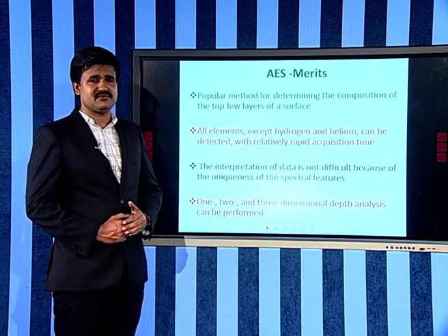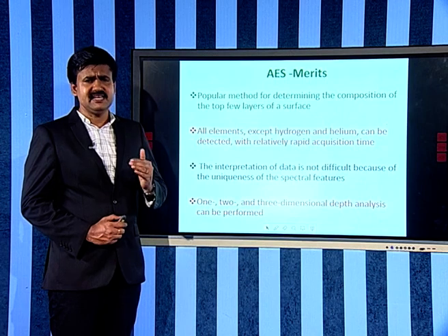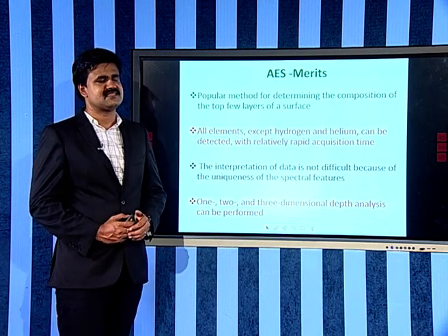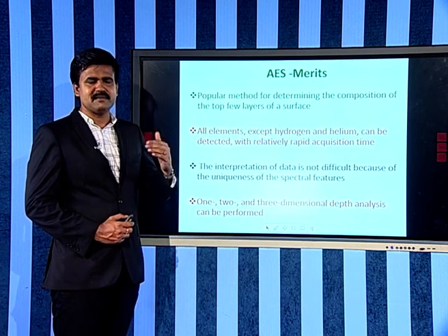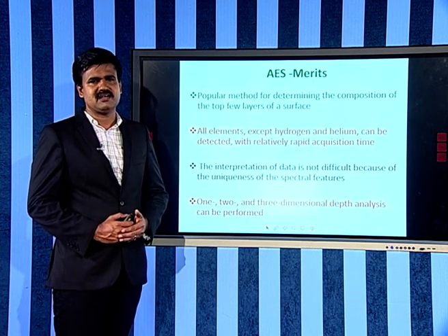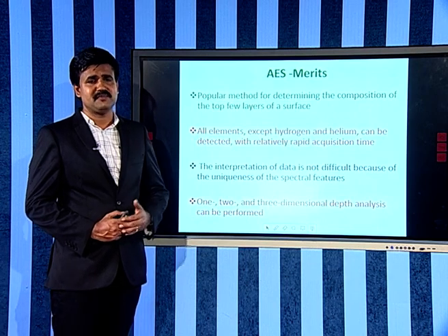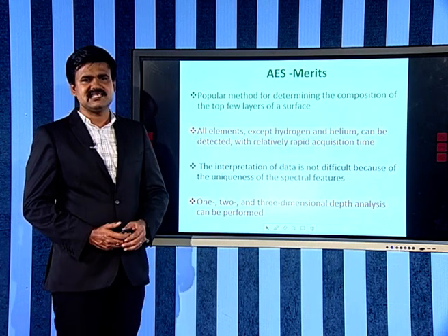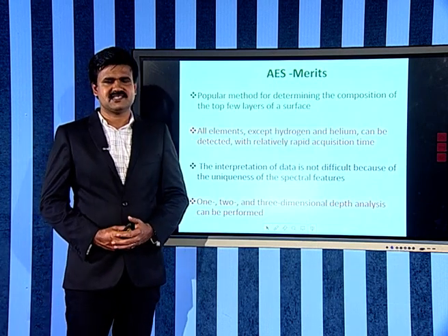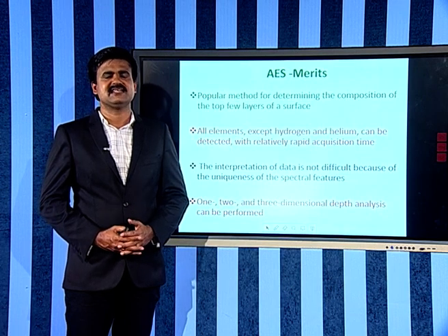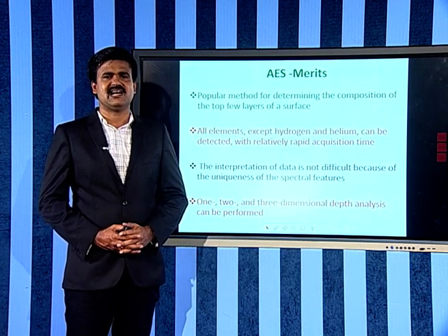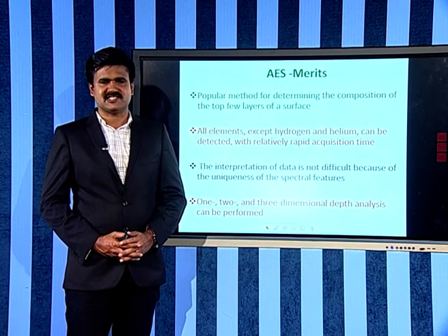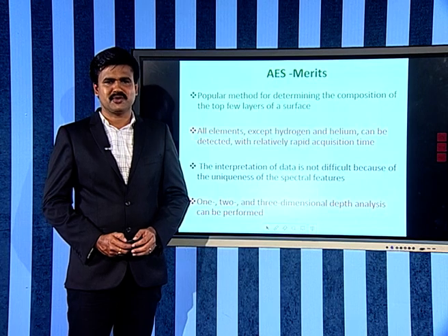The interpretation of data in AES is not difficult because of the uniqueness of the spectral features. One-dimensional, two-dimensional and three-dimensional depth analysis can be performed with Auger electron spectroscopy. Thus, in this module, we have discussed 4 important characterization methods, their advantages, disadvantages, along with the applications and instrumentation. That is all about this module.